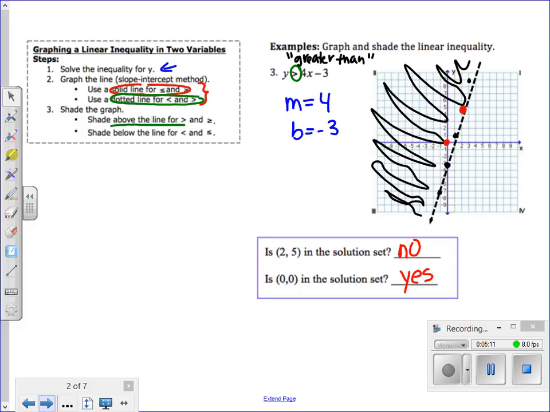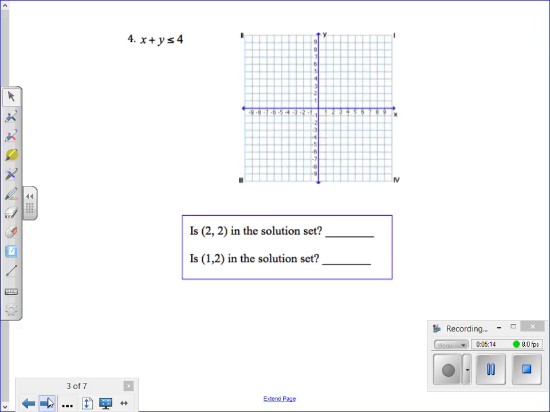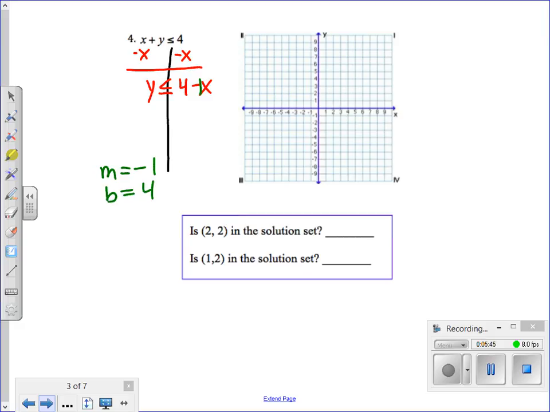Okay, let's try another. So now I have the equation x plus y is less than or equal to 4. First thing I have to do is solve for y this time. So I'm going to subtract x from both sides. That gives me the inequality y is less than or equal to 4 minus x. I now have solved for y, and I can graph my equation because I know that the slope is negative 1, there's a 1 in front, and my y-intercept is 4.